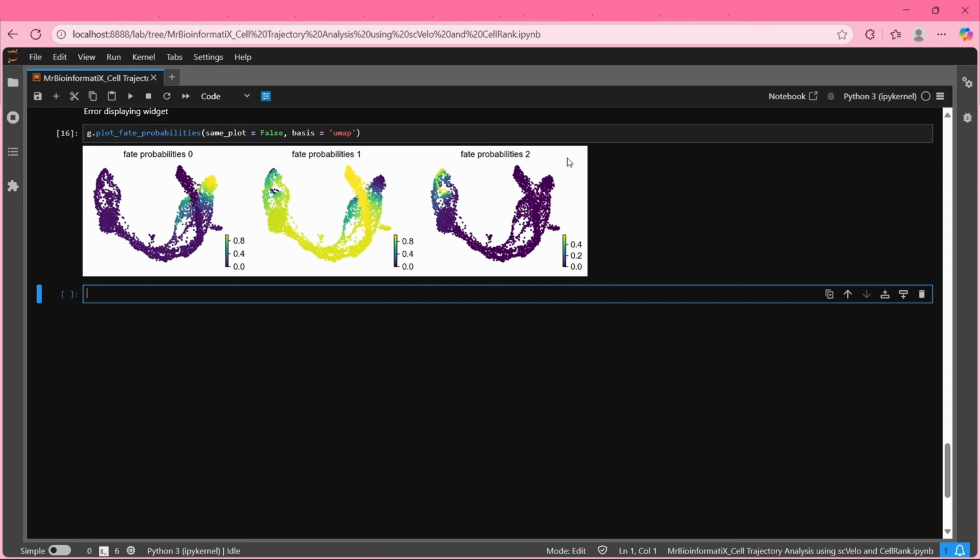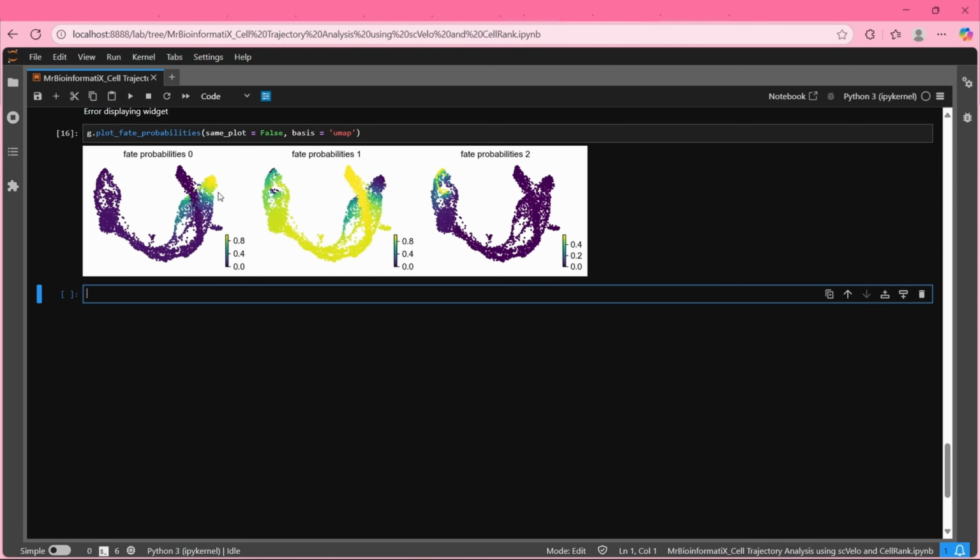And we have three colors. Blue is from 0 to 0.2: the cell is very unlikely to become this fate. It's far away in trajectory space. The green color, about 0.4 to 0.6: the cell is intermediate, maybe still transitioning. And the yellow one: the cell is very likely to become this fate. It's near the terminal state. So, for example, yellow cells are those that are almost mature here, or fully committed to fate 0. And the blue ones might be heading toward fates 1 or 2 instead.